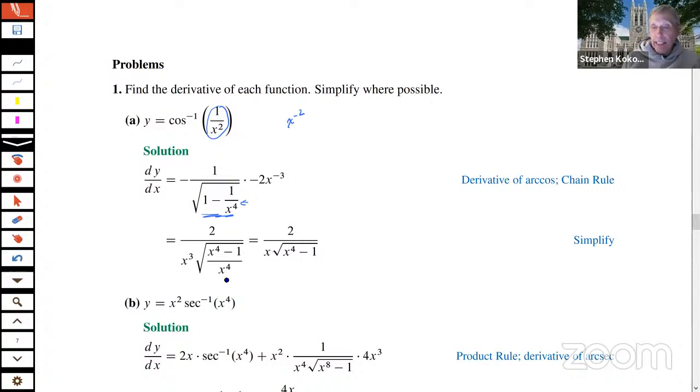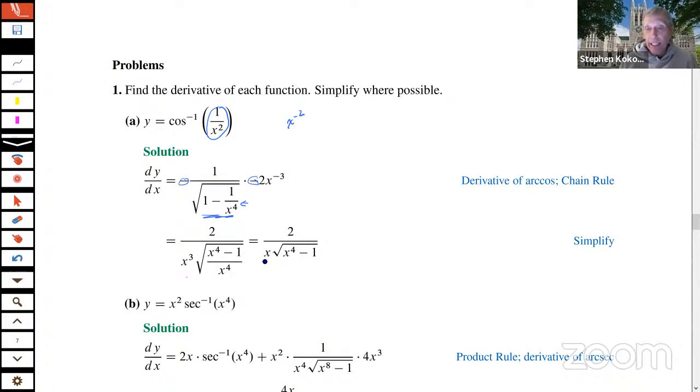And let's see. There's my x cubed in the denominator. There's my 2. I had a couple of minus signs that canceled. And I think what I did is I took this x to the fourth through the square root symbol as an x squared, did a little bit of canceling, and I think there's my final answer.